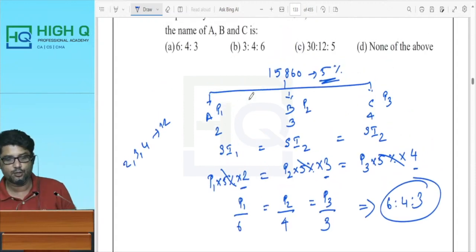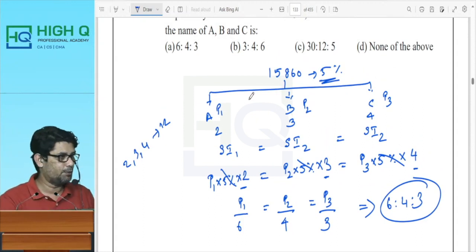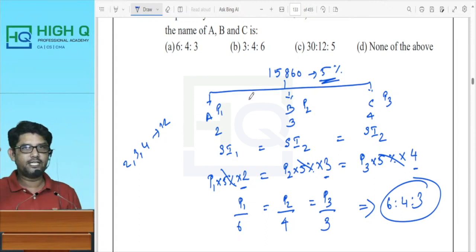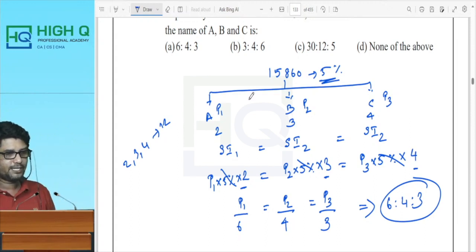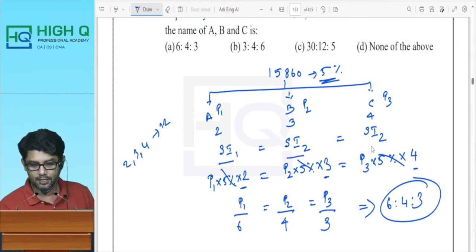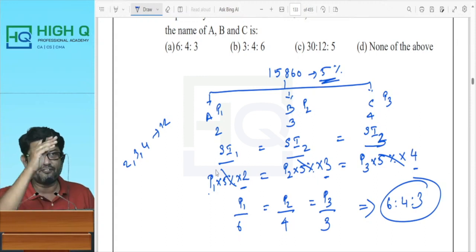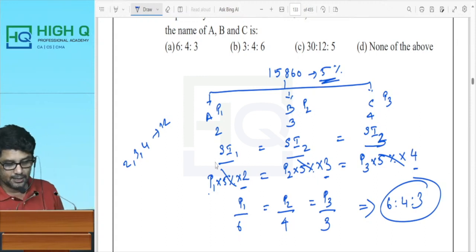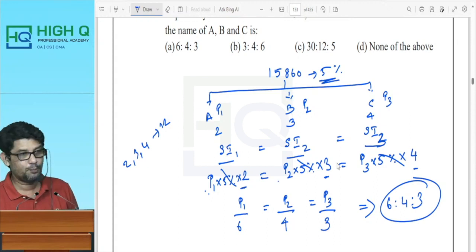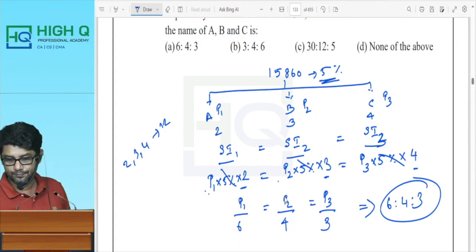Option A, 6 is to 4 is to 3. My dear, here understanding is very important. All the three people are getting the same simple interest. So simple interest 1 equals simple interest 2 equals simple interest 3. Now I am applying the formula PRT by 100. That is 5% I am using. All formulas are the same. Everywhere 5% is there. I am cancelling it, and I get 2P, 3P, 4P. Find the LCM. 6, 4, 3. This is the ratio.